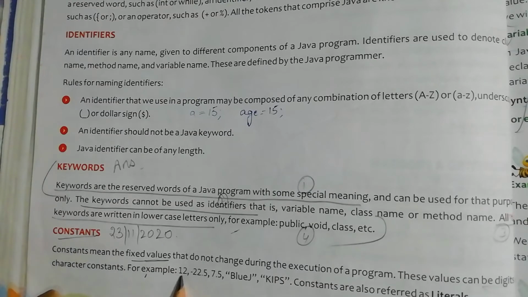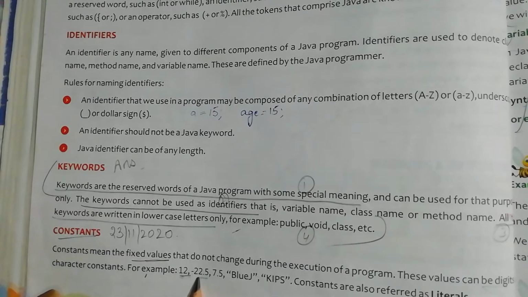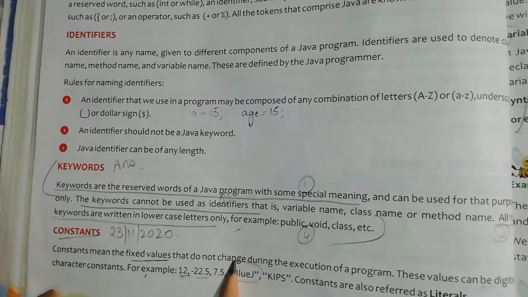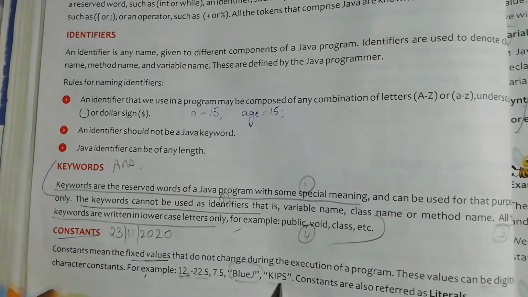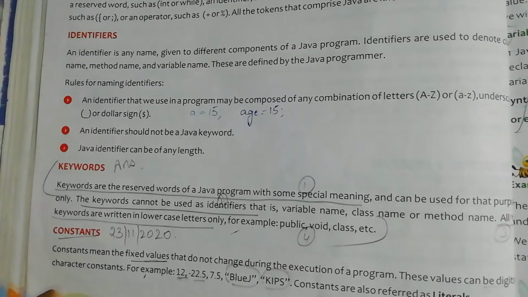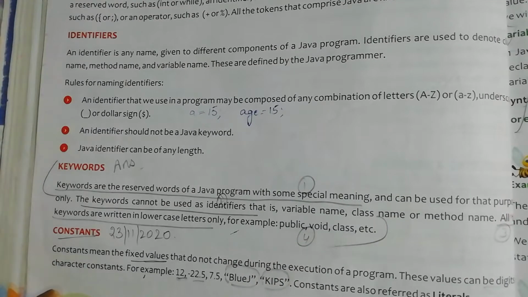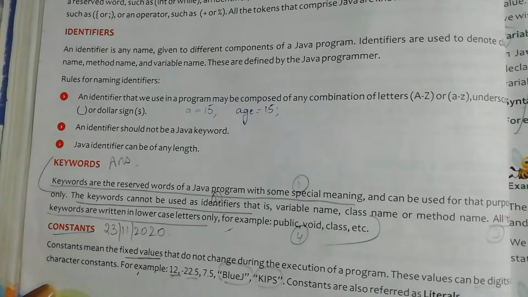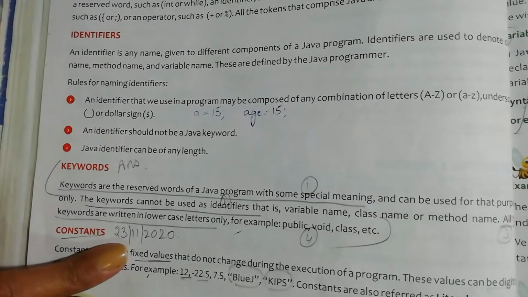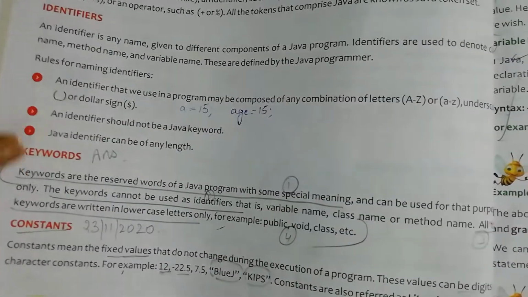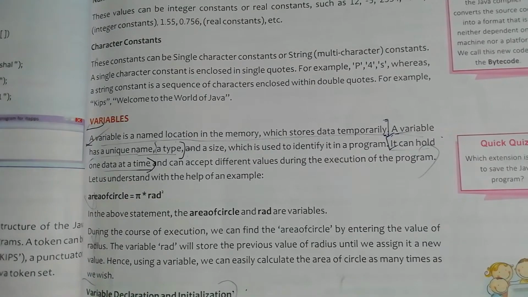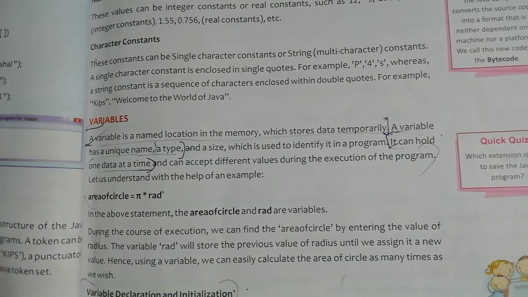For example, 12, minus 22.5, 7.5, it's a blue jay, it's a string. Kips is a string. So constants are always referred to as literals. आप constant को एक और नाम से भी बुला सकते हो, and that name is literals. So after this we have the types of constants.